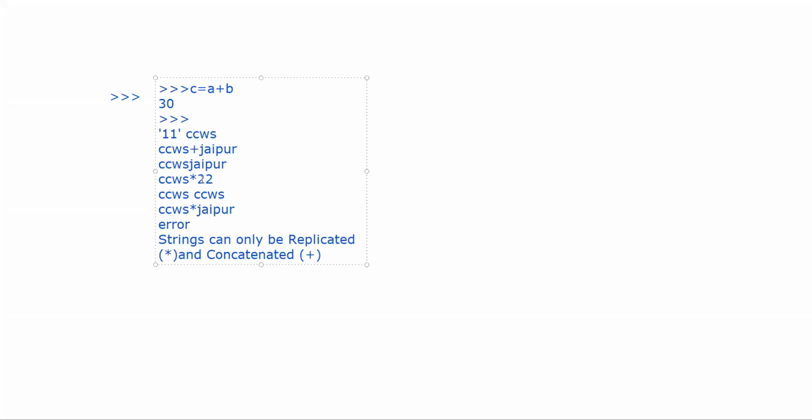So A is equals to int, input, enter the value of A. Second is B is equals to int. That means only integer values will be accepted. Int, enter the value of B. So that means use the value of A and B both. Okay. So we are writing A, B is equals to B and then A. All right. So now print value of A after swapping. Swapping is exchange of the values. Okay. So print the value of A after swapping is A and the value of B after swapping is B.